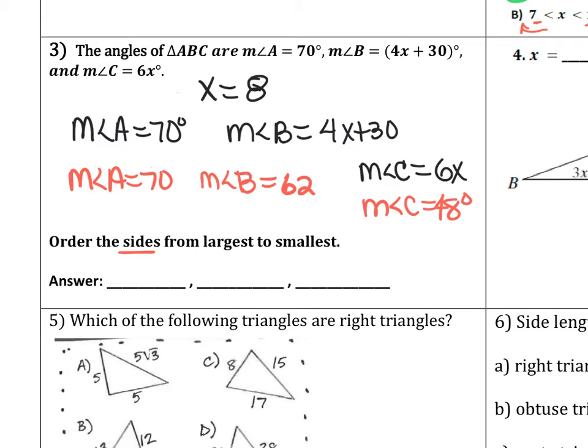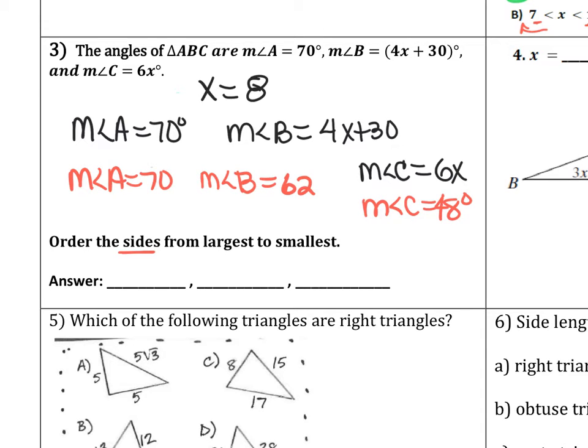So here we go. We're going to take X is equal to 8 and we're going to plug it in where appropriate. We don't need to do any plugins for angle A because we were told it was 70 degrees. Angle B is 4 times X plus 30. We plug in 8 for X and we get 62. The measure of angle C is 6 times X and X is 8, so we get 48.